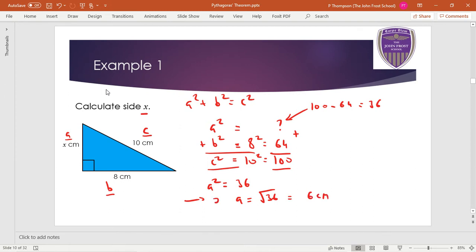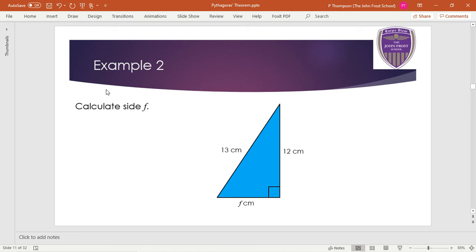Remember, this was actually called x, so x would be 6 centimeters. You'll notice this is the same as the first example from the previous video. If you don't believe me, go and check that out to prove that it works. Example 2: perhaps pause the video and have a go at this one, and then come back to us.